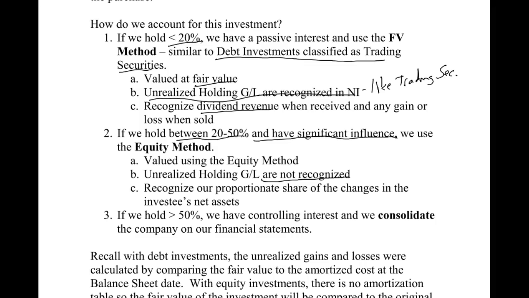All right, if we hold more than 50%, we consolidate. The intermediate textbooks talk a little bit about consolidations, but most of those are typically covered in an advanced accounting class, so we're not really going to talk about consolidations here.